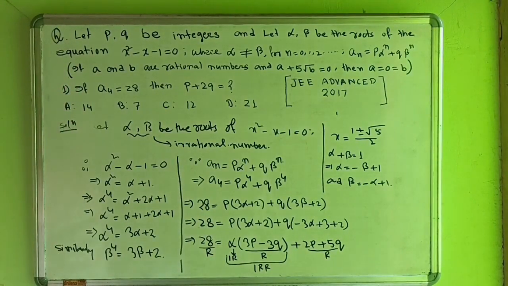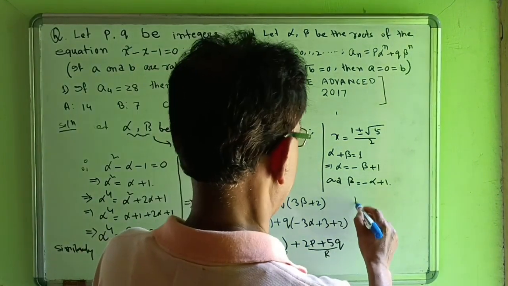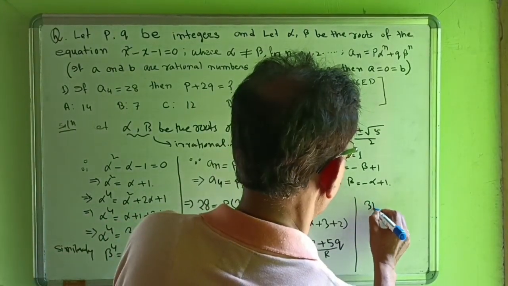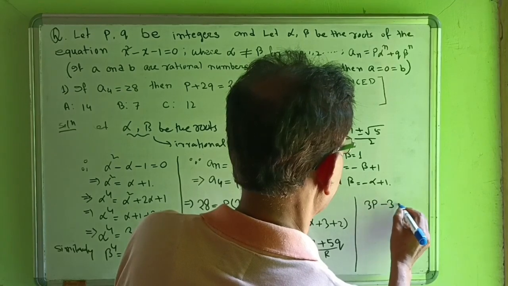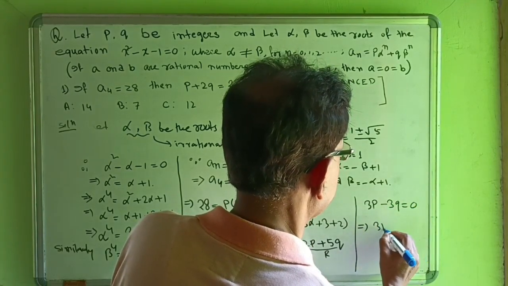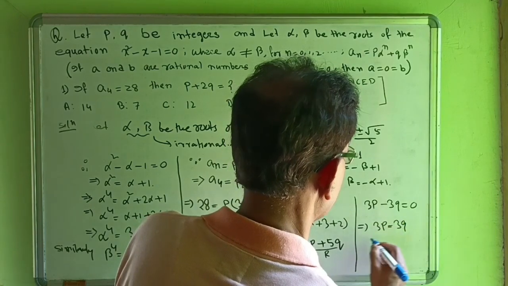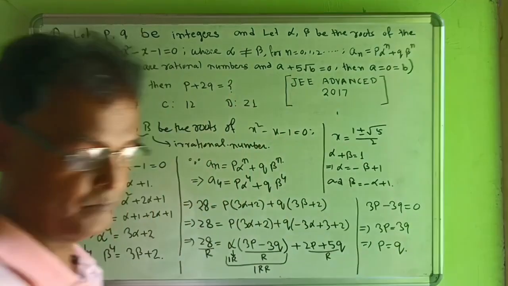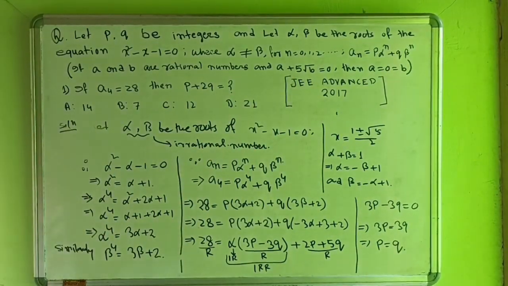Therefore we get thrice p minus thrice q is equal to 0. This implies thrice p is equal to thrice q. This implies p is equal to q.